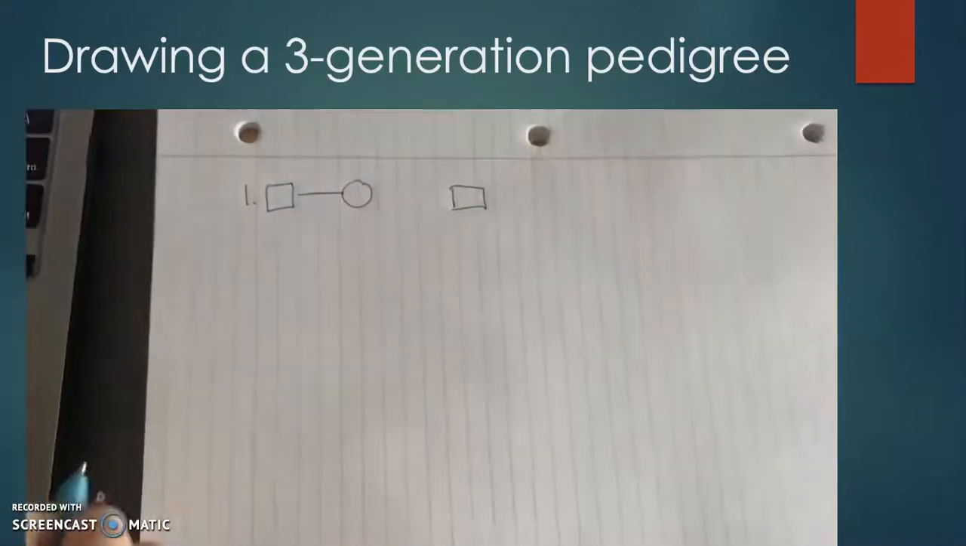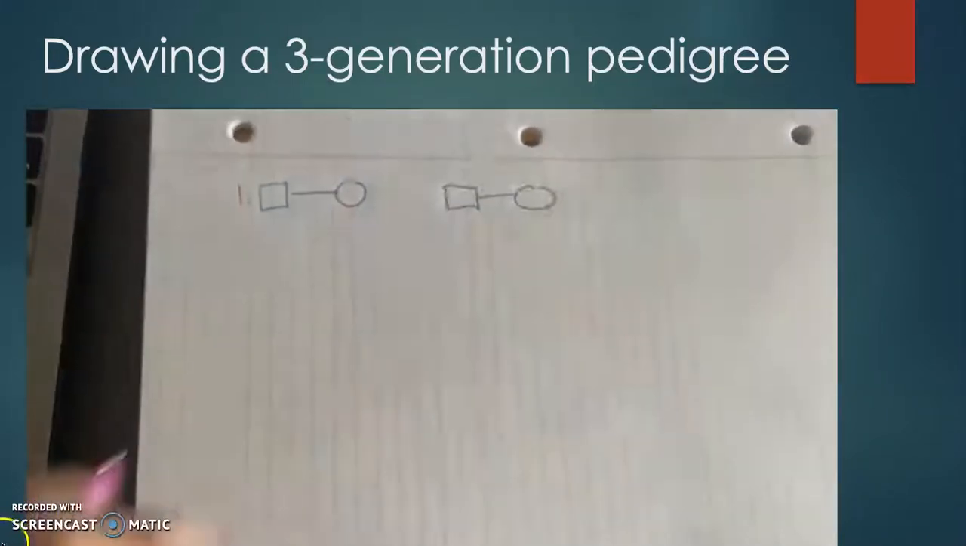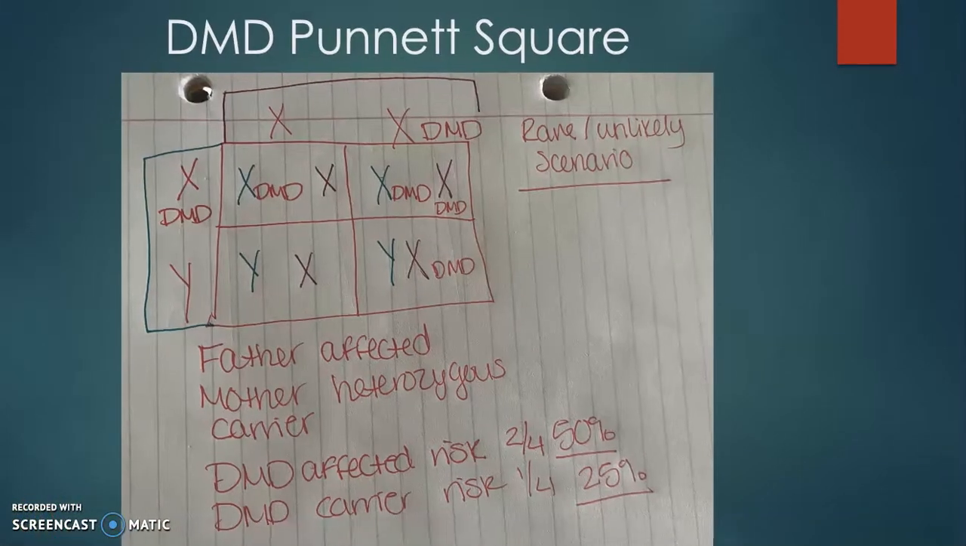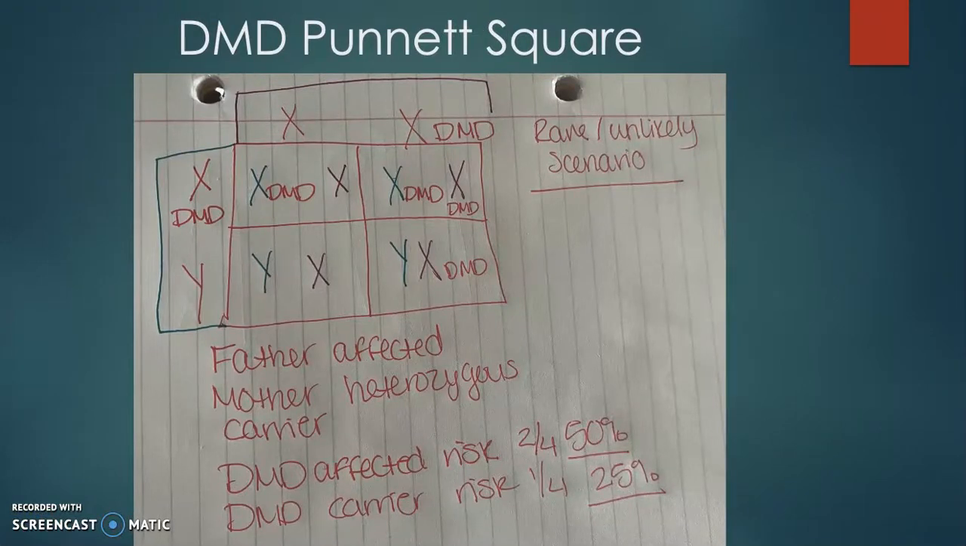Alrighty. The next slide, we are going to be looking at a Punnett square of this example. As you can see, everything that was described previously is on this Punnett square. The mother on the top, 2 X chromosomes with 1 DMD gene, and on the left, the father. As you can see that there is a DMD affected risk of 2 out of 4, which is 50% chance of the offspring having Duchenne muscular dystrophy, and the carrier risk is 1 out of 4.